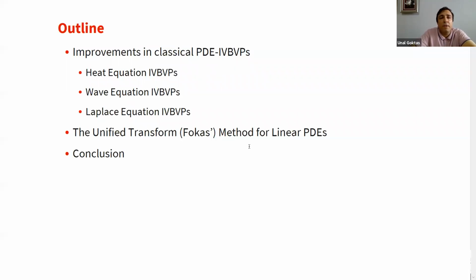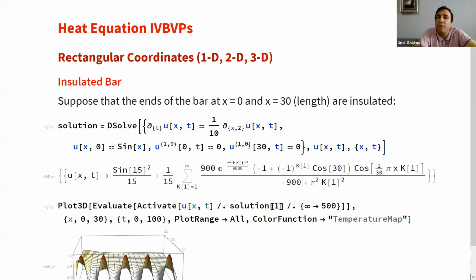So let me start with heat equation initial value, boundary value problems. I will start with rectangular coordinates from 1 dimension through 3 dimensions. The first example that I want to show is the insulated bar problem. Here, both ends of the bar are insulated, and the length of the bar is assumed to be 30. So we have Dirichlet and Neumann conditions on both ends. And since the bar is insulated, the derivatives are 0.